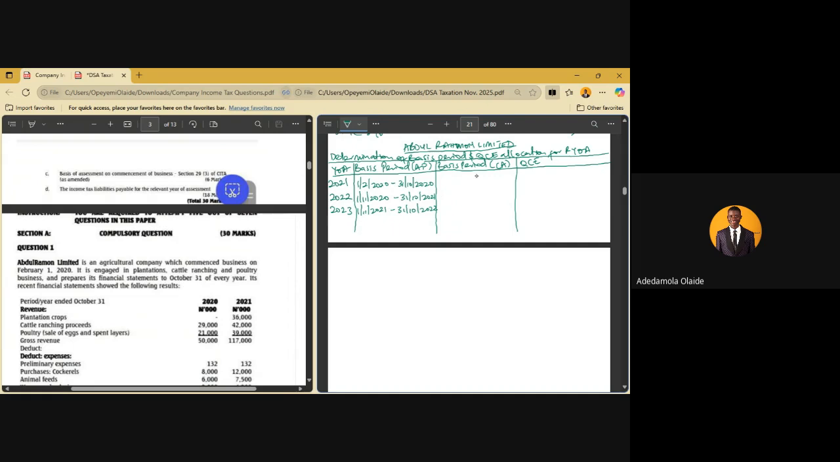31/10/2022. The basis period for capital allowance will remain the same since there is no overlap, no coincidence, and no gap. 1 February 2020 to 31/10/2020. 1/11/2020 to 31/10/2021. Then 1/11/2021 to 31/10/2022.